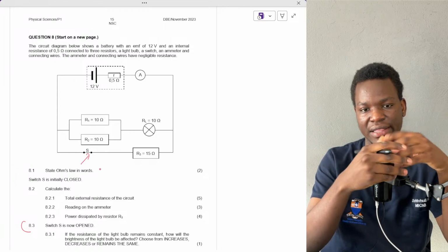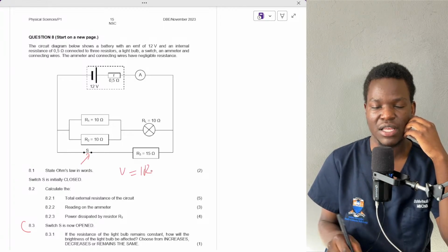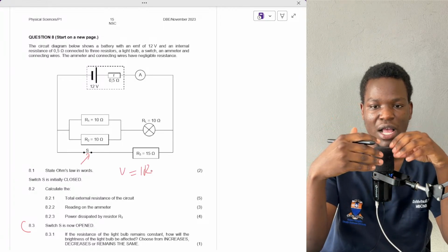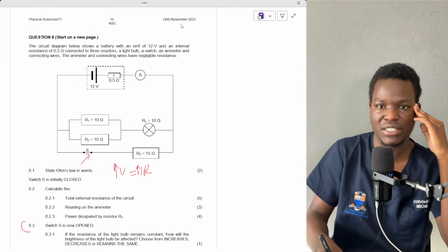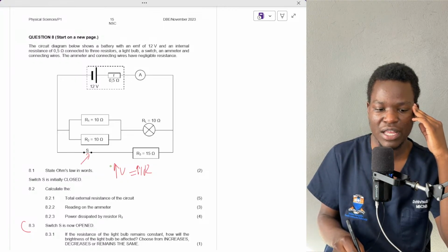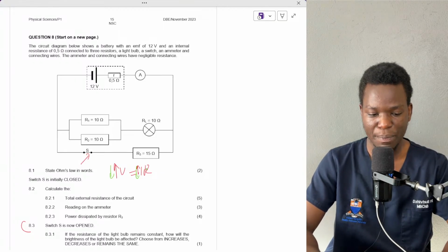So that's our Ohm's law, which is expressed as V equals I times R. Because the resistance is constant, when the current increases, the voltage also increases, and vice versa. When one decreases, the other will also decrease. So that's what we know, and that's how we apply it there.